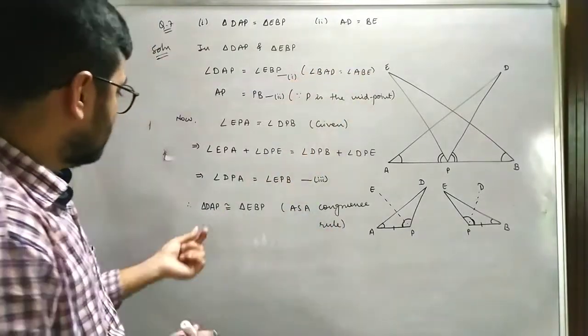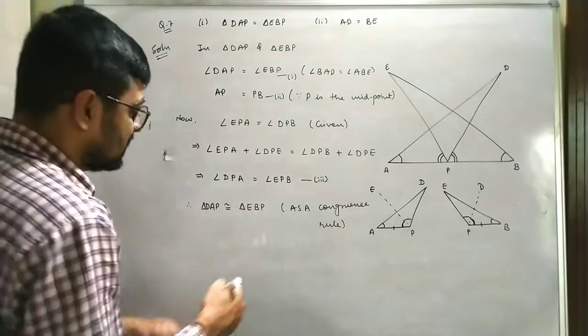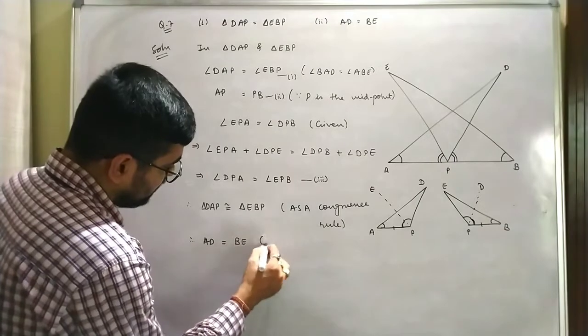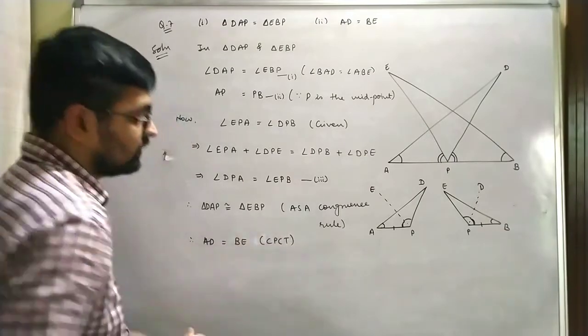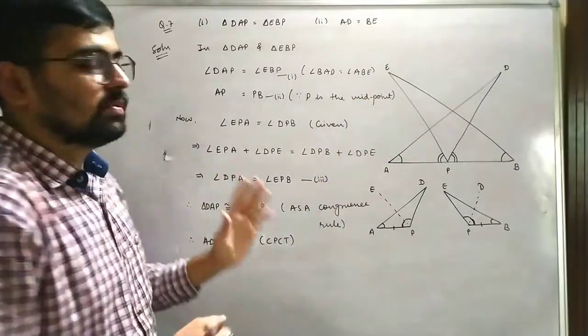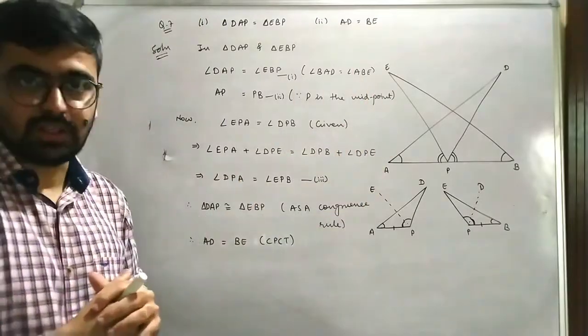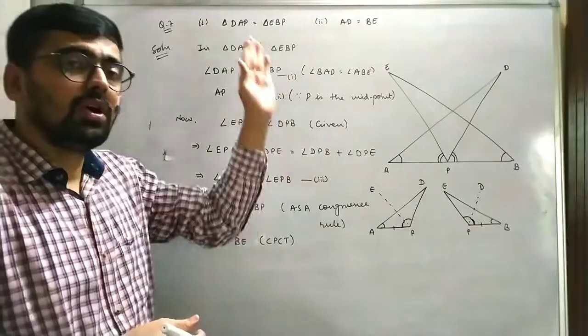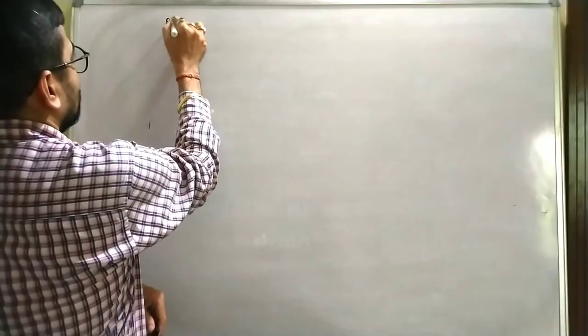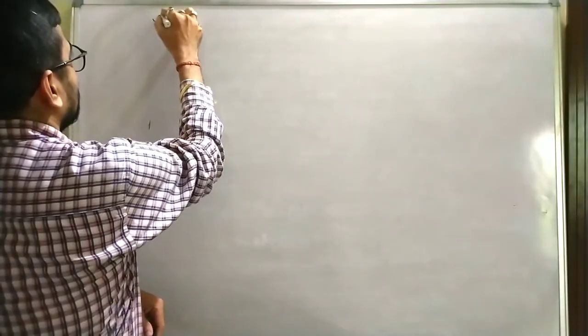AD equals to BE. So AD and BE by CPCT. Therefore AD equals to BE by CPCT. Very simple, है ना? So I guess this is how we are supposed to solve a problem like this. Correct? You can pause the video and note it down. Now let's have a look at question number 8, and it is going to be the most important question of this chapter.